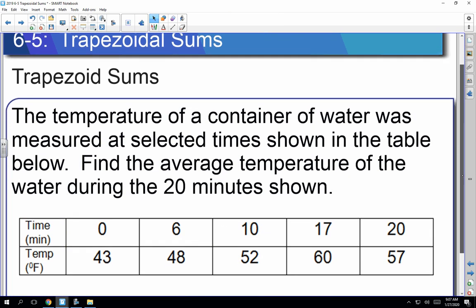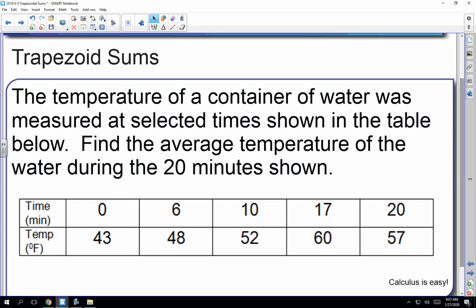This is the temperature of a container of water measured at selected times shown in the table below. Find the average temperature of the water during the 20 minutes shown. So if you want to find the average temperature, this takes it a step further. And I've seen this on the AP exam. It's not just the trapezoidal approximation. You've got to remember average value is the integral divided by the length of the interval. So this one you have to divide by 20 at the end.